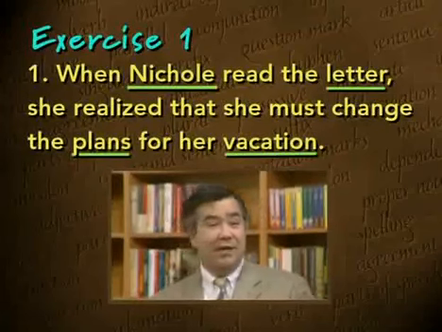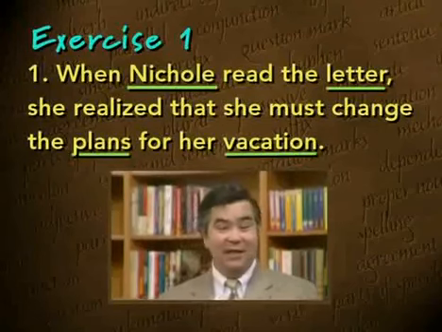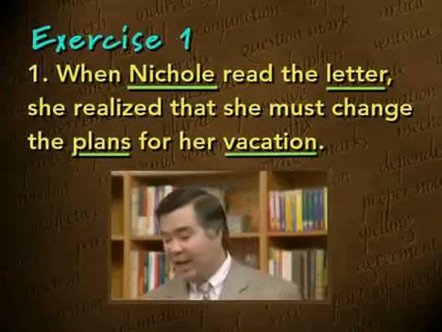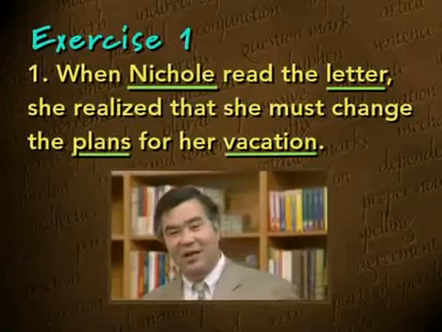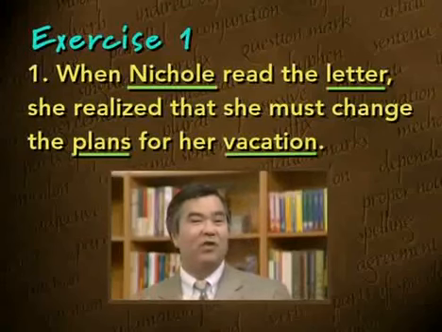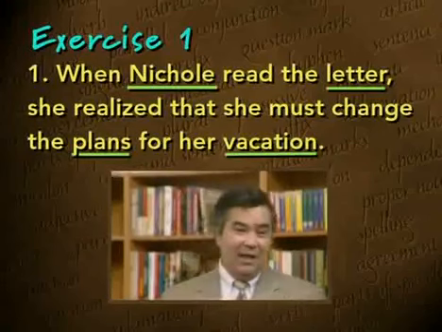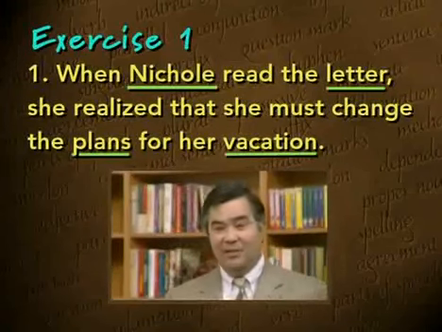All the other nouns in this sentence are common nouns. They name categories of things, and that's why they don't have to begin with capital letters. Notice that plans, the third noun given in this sentence, is a plural noun. It refers to more than one plan. The other nouns here are all singular, letter and vacation.